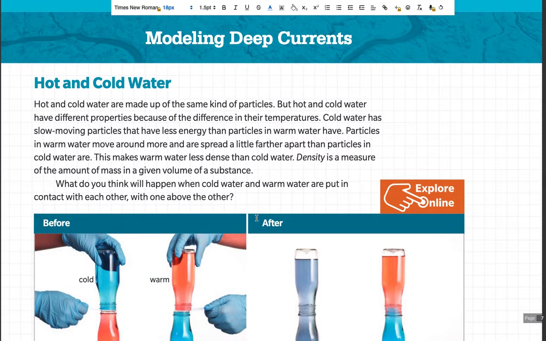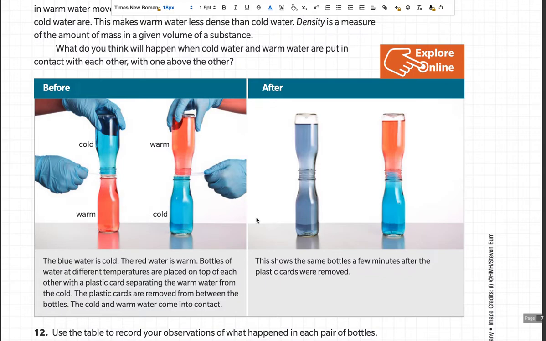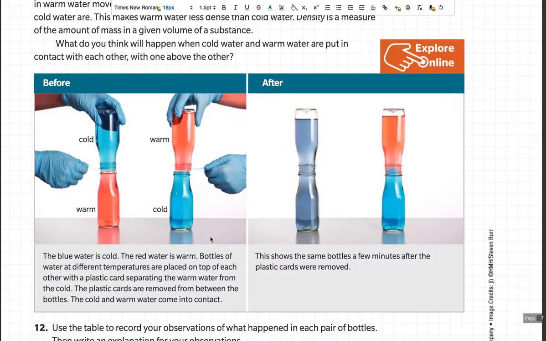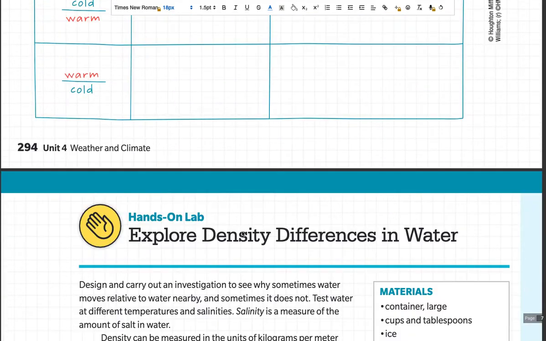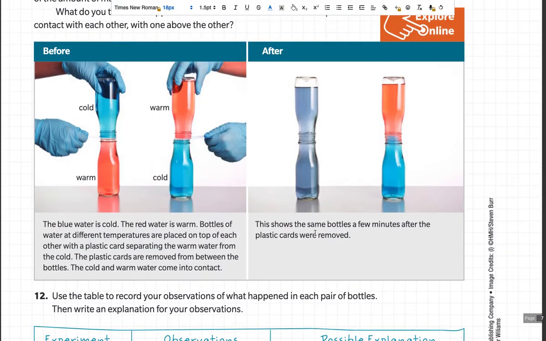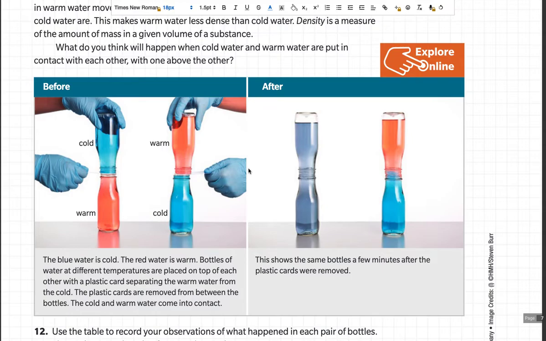Exploration 2, modeling deep currents. This is a cool video I put in the work for this. I put a link to a video where you could see this, and it explains it more. So I'm going to skip over this, but to go through it real quick, if you look at these two pictures, this is before and this is after. In this example, the colors have mixed, and in this one they haven't. Maybe a little bit in the middle.